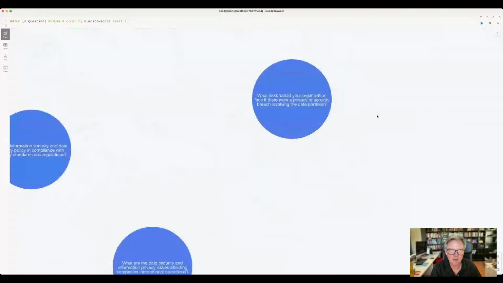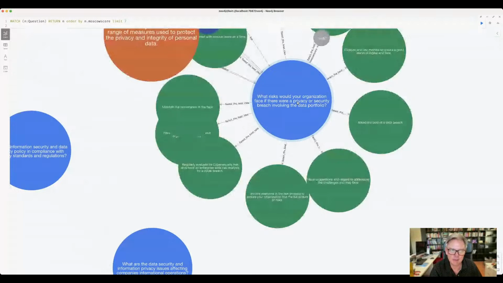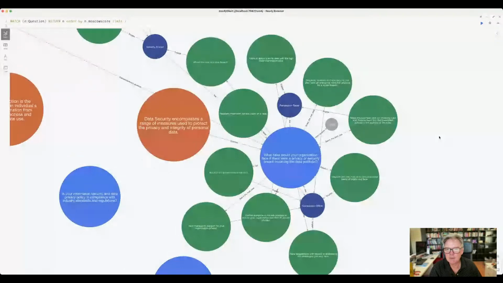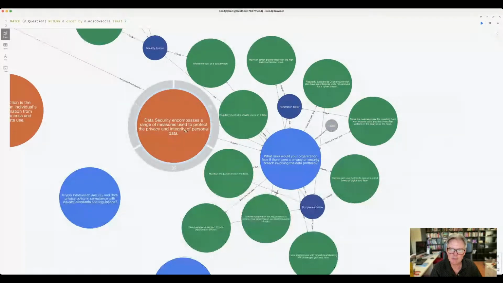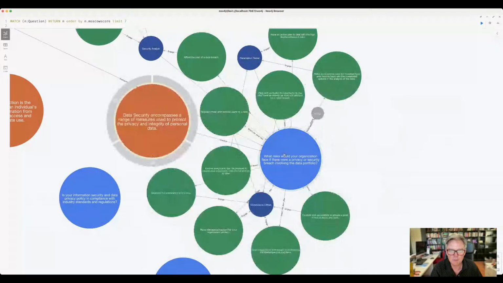What risks would your organization face if there were a privacy or security breach involving the data portfolio? Are you actually asking that in your organization with data breaches abound these days? Data security encompasses a range of measures used to protect the privacy and integrity of personal data. And what you do about that, the recommendations, the best ideas, regularly meet with service users face to face. Can you afford the cost of a data breach? Do you capture and use metrics to ensure a good blend of digital and face-to-face metrics?